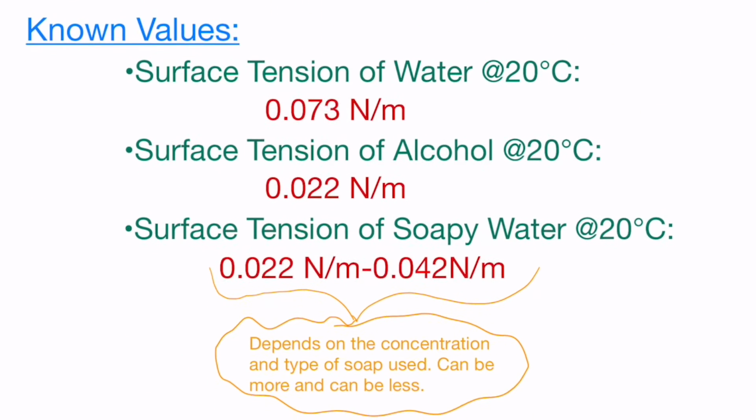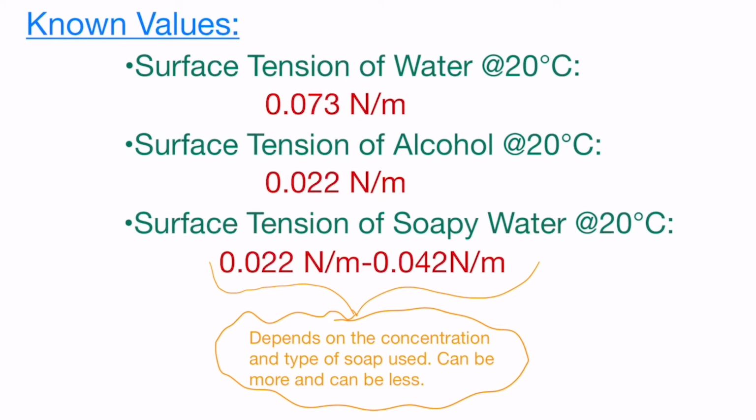Known values for this experiment: the surface tension of water at 20 degrees Celsius, which is room temperature, is equal to 0.073 Newton per meter. I found online the surface tension of alcohol at room temperature to be 0.022 Newton per meter, which is a lot less than water.